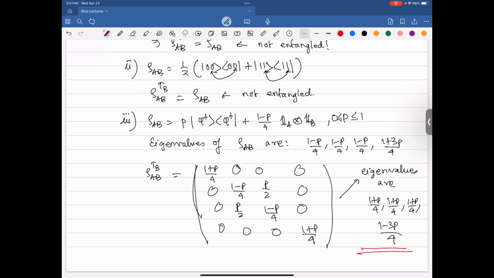Now the eigenvalues are 1 plus p over 4, three times, and these are all positive. But this one is 1 minus 3p over 4. So you now find that in this case, if you do the partial transposition, the new density matrix will have negative eigenvalues for p bigger than 1/3.